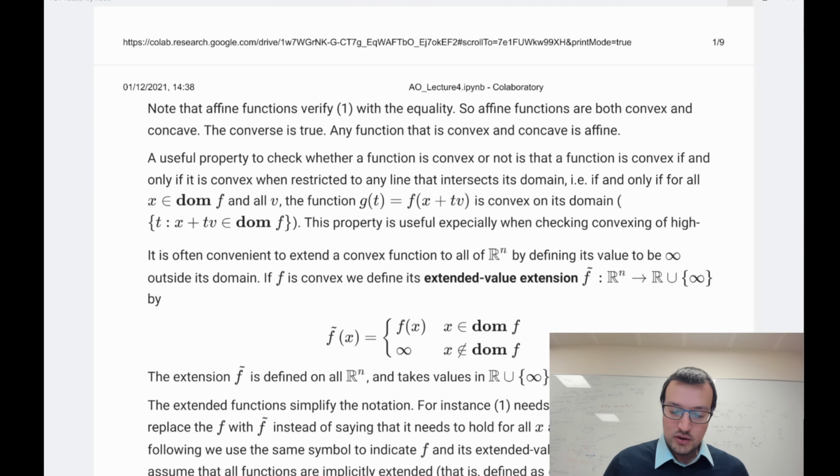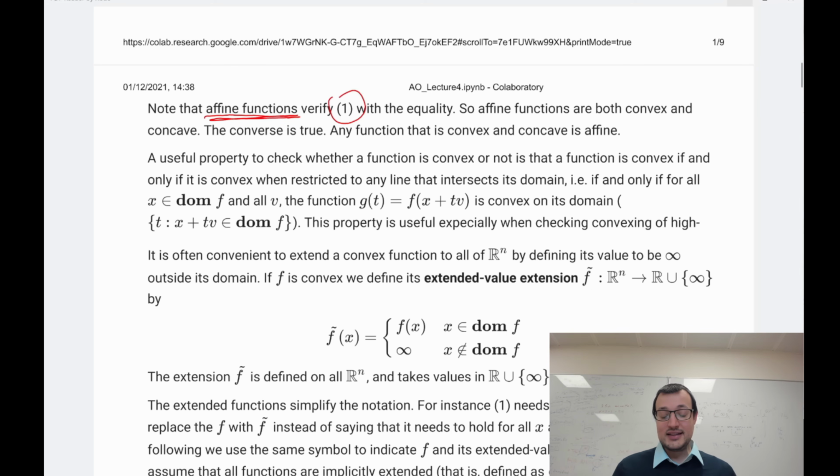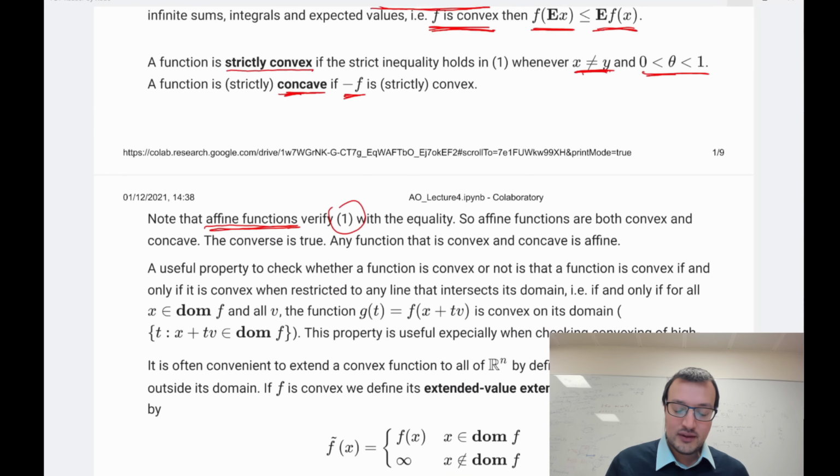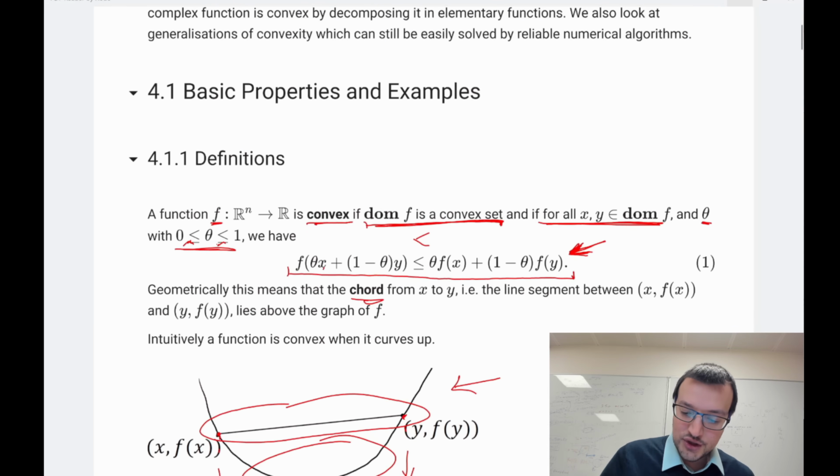We can now look at some more properties of convexity. First of all, we notice that affine functions verify the inequality with the equality sign. This can be verified; you can do it as an exercise. You can check that this inequality holds for f of x equal to ax plus b.